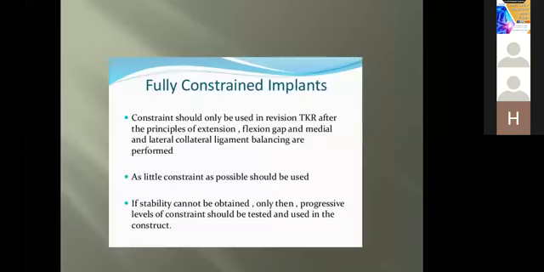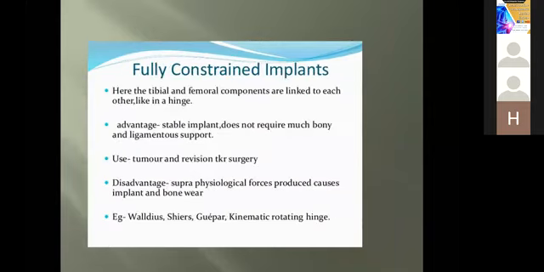When to use the fully constrained implants? Constraint should only be used in revision or in difficult primary cases after the principles of extension and flexion gaps, and medial and lateral collateral ligaments are well balanced and performed. As little constraint as possible should be used. If stability cannot be obtained, only then should progressive levels of constraint be tested and used in the construct. Going back to the concept: first surgery, then implant design and constraint.